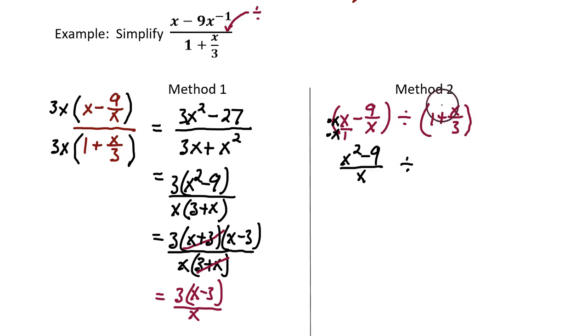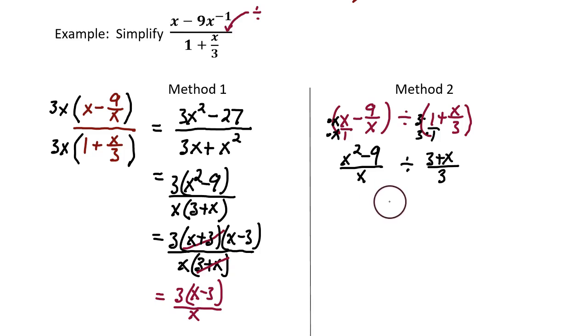Now let's work on adding these two fractions to get a single fraction. Again, you can put a 1 under here to help you keep the top separate from the bottom. This time the common denominator is a 3. So we can multiply by 3 here and by 3 here. This becomes 3 plus x all over that common denominator of 3.